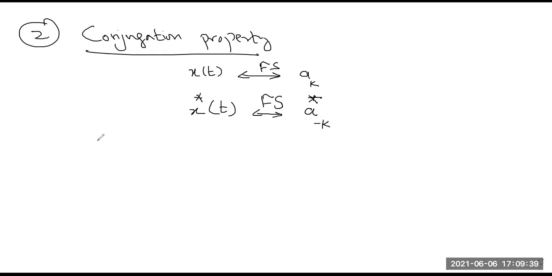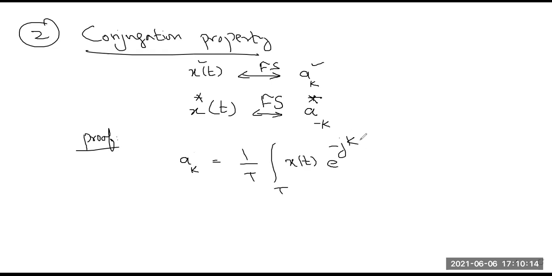So let's try to prove this property. Okay, so what could be the proof of this property? The Fourier series relationship between a sub k and x of t is, let's say, a sub k equal to 1 over T, integration over T, x of t e power minus jk omega naught t dt. This is the relationship that we have derived.